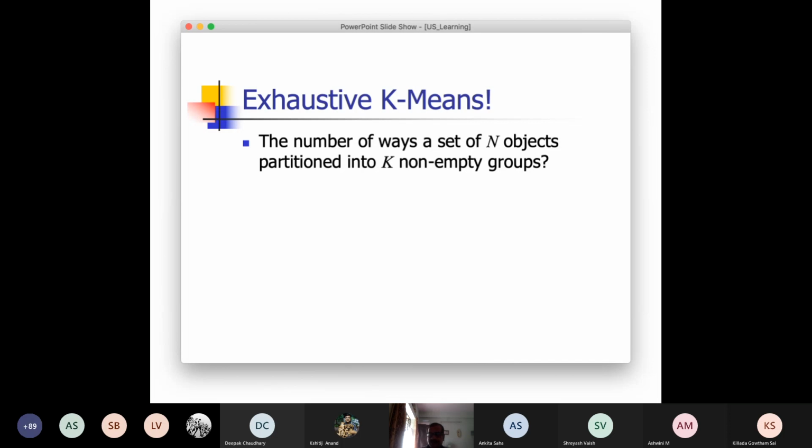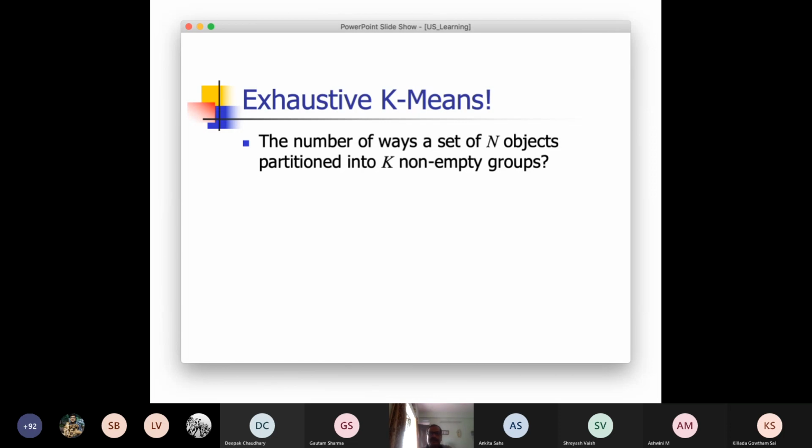Sir, can one data point belong to 2 clusters? No. See, the definition of a partition means they are all disjoint, and they cover all the data points. Okay, sir.